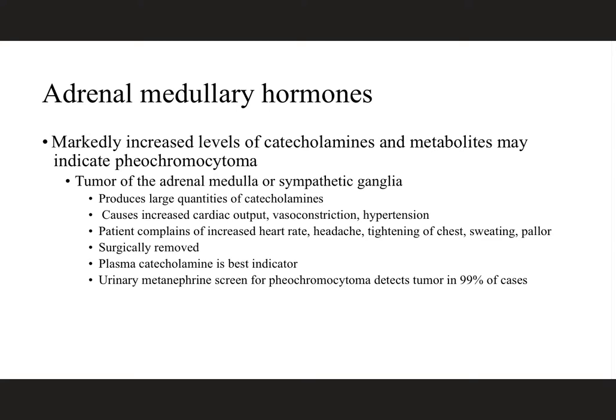Typically we're talking about a patient complaining about a high heart rate that doesn't settle down, or headaches, tightening of chest, sweating, all the things you would imagine with anxiety or just constantly being on the go, completely wired. But the good thing with a pheochromocytoma is they can be surgically removed. So typically speaking, you go in, cut off the tumor, and we'll start to see the levels of catecholamines, epinephrine, etc. go down. We can measure plasma catecholamines as our indicator of whether or not there's too much.